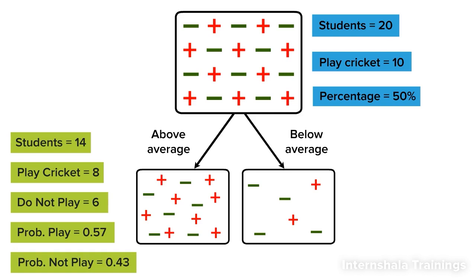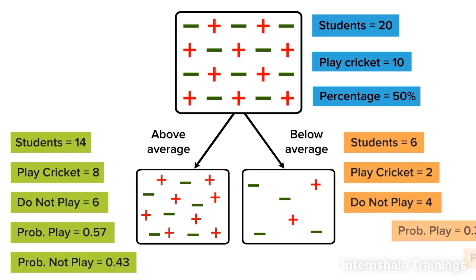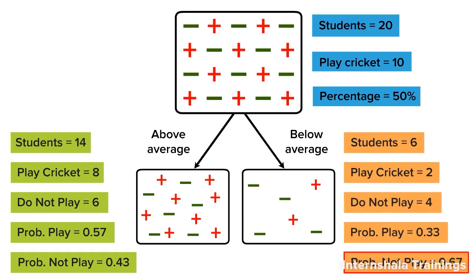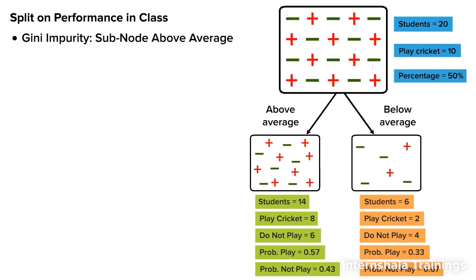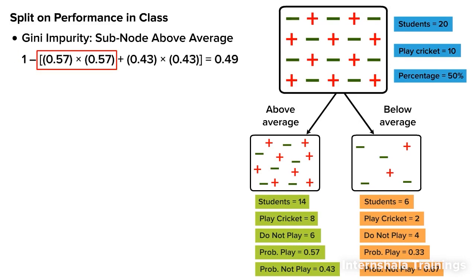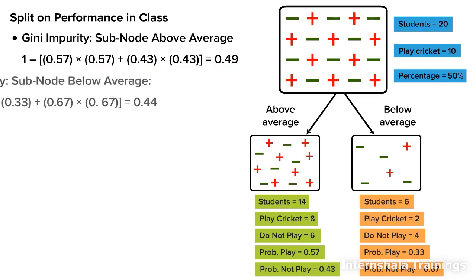Here, for simplicity, note that we are going to round off calculations rather than taking the exact number. Similarly, for below average, the probability of playing is 0.33 and the probability of not playing is 0.67. Let's now calculate the Gini impurity for the sub-node above average. It will be 1 minus the sum of squares of the probability of each category, which is 0.57 for playing cricket and 0.43 for not playing cricket. So after calculation, the Gini impurity will come around 0.49 for this above average node.